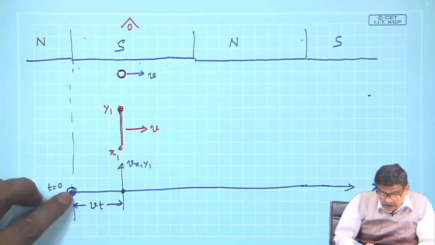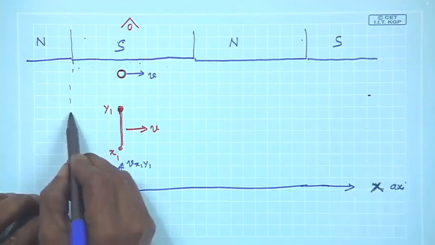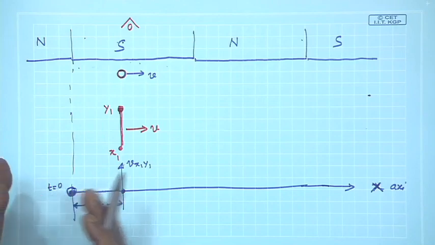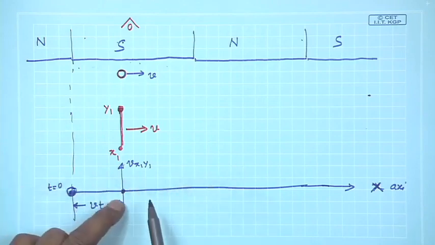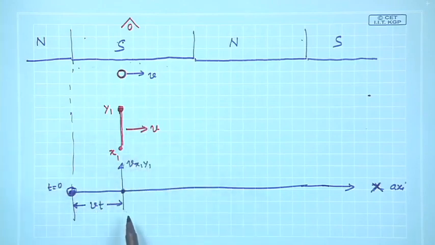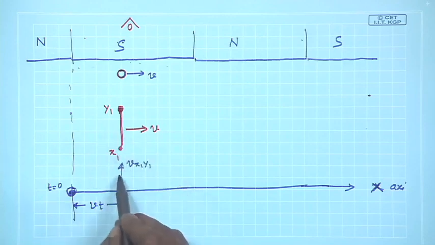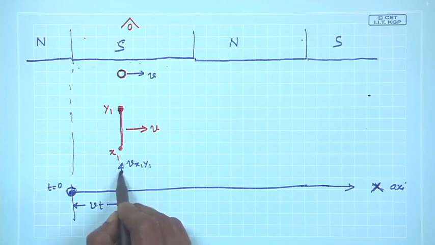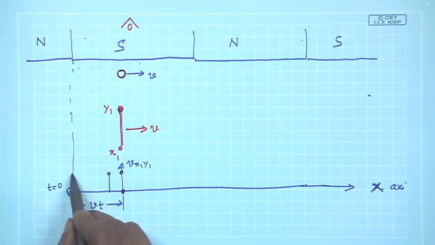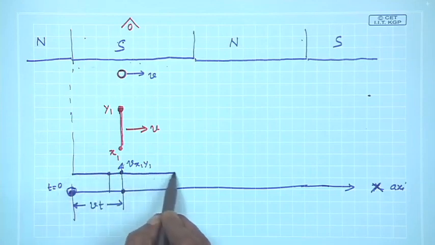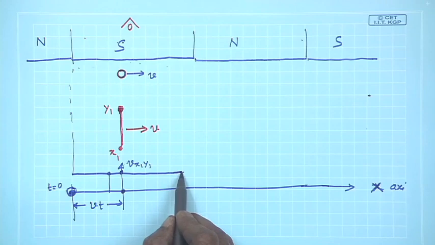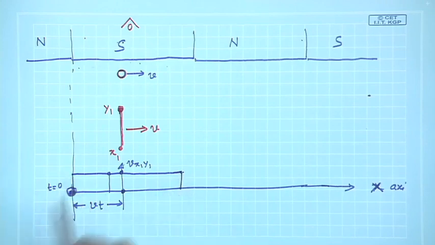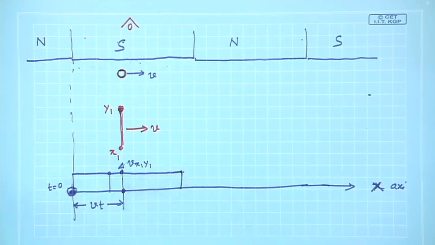I have started counting my time from here when the conductor was here, some time has elapsed, it has come here, vt. Then what is the magnitude of the voltage? BLV, and I want to sketch V x1y1, it will be constant. Similarly, it will be constant here. So, during this south pole region total, it will be like this, potential of x1y1.